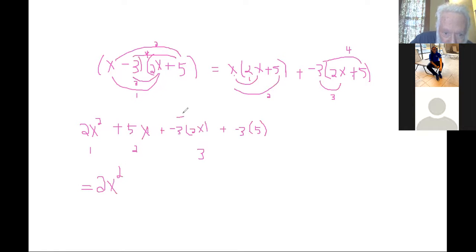This is going to be minus 6x here, when I multiply minus 3 times 2. So I add that to 5x, and I get minus x. And then minus 3 times 15. Minus 3 times 5 is minus 15.